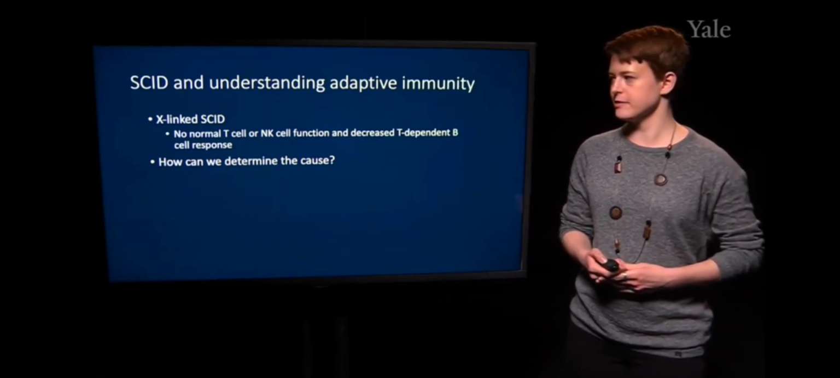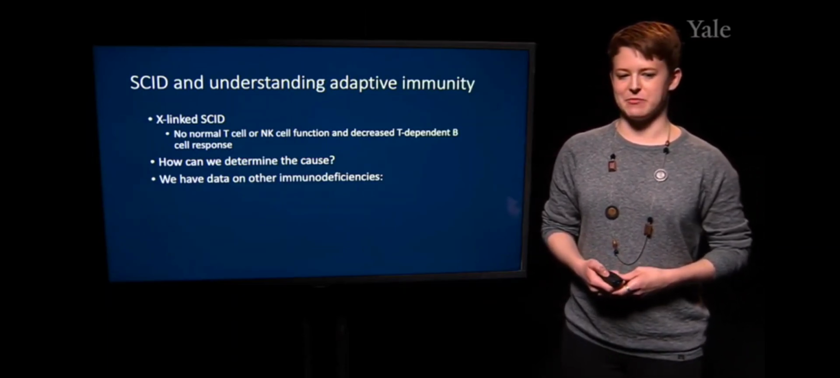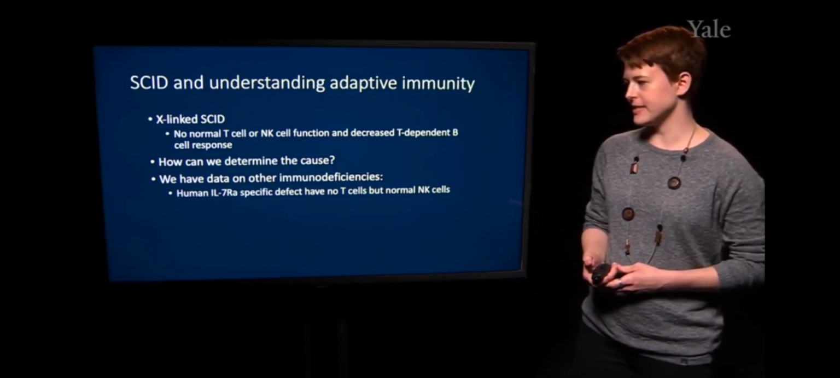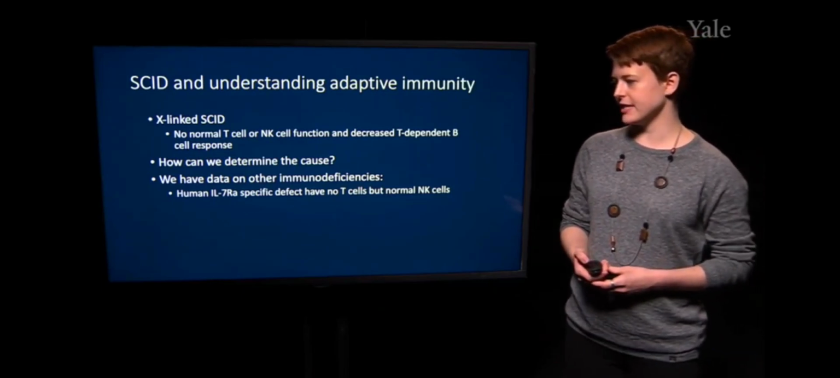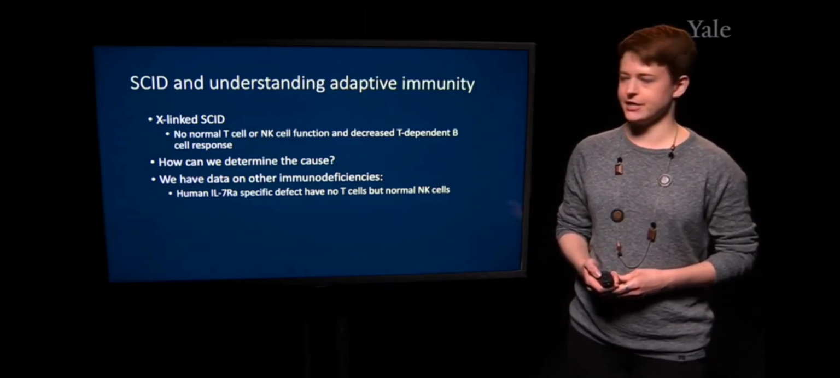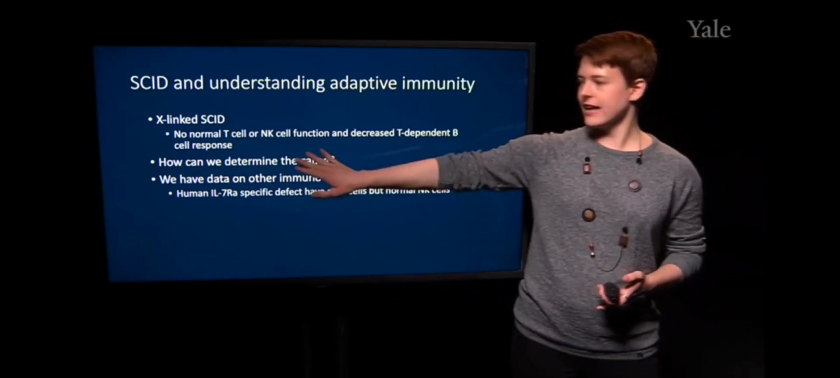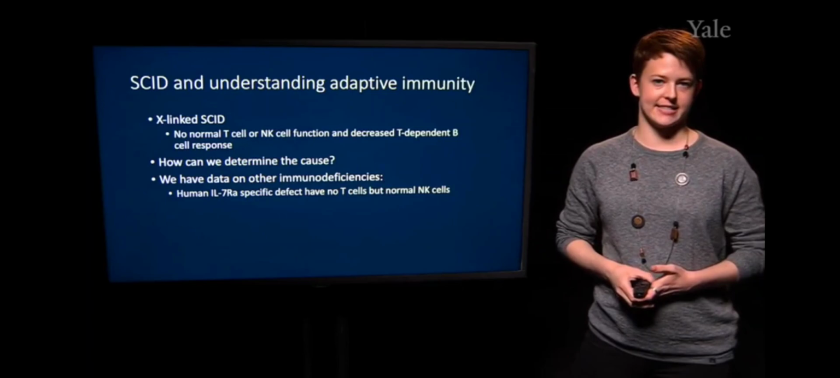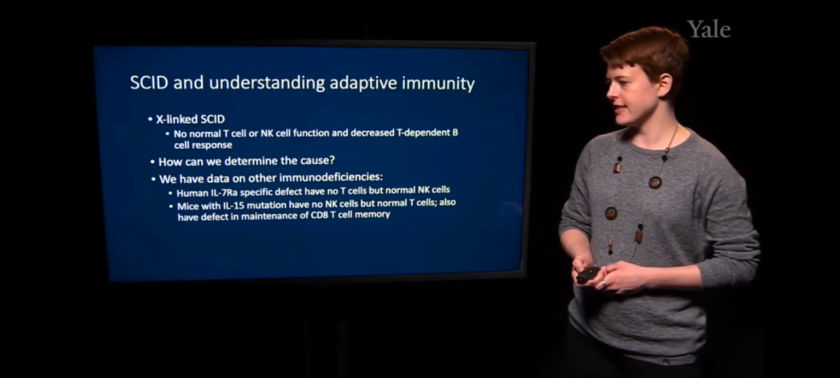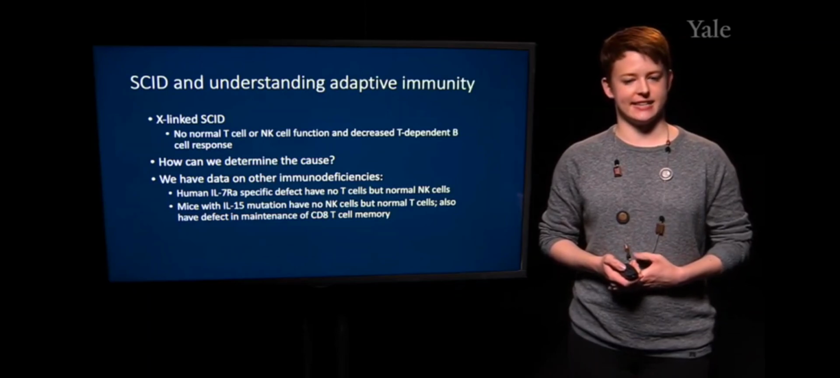So first, we know that human IL-7 receptor alpha is a specific defect where patients have no T cells but still have NK cell function. And this is unlike our X-linked SCID, where patients lack both T cell and NK cell function. We've also seen in mouse experiments that IL-15 mutations have no NK cell function, but they do have normal T cells. They also have a defect in CD8 T cell memory.